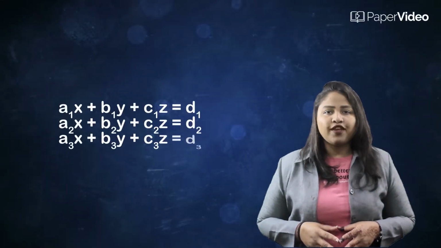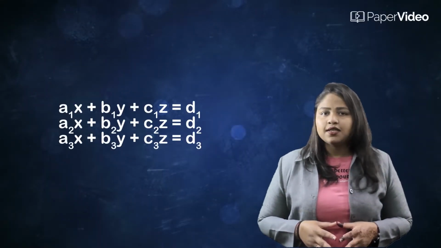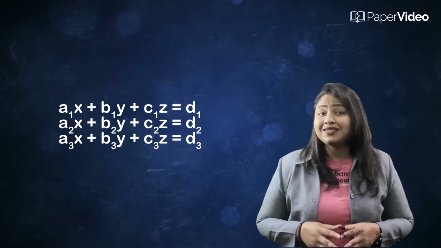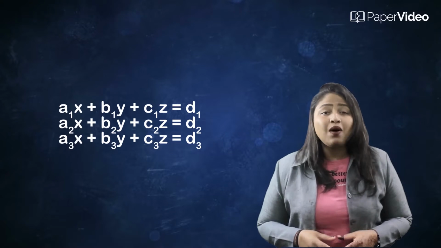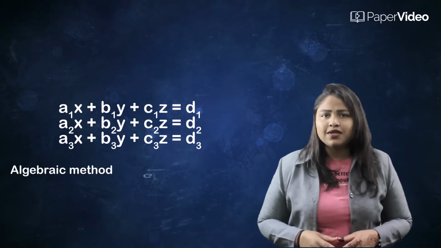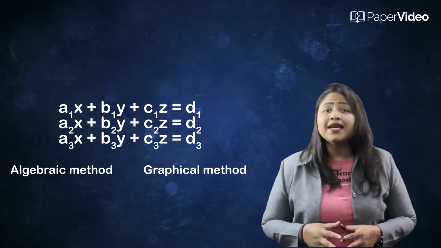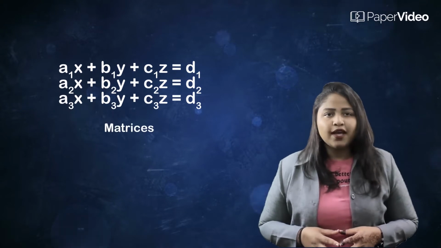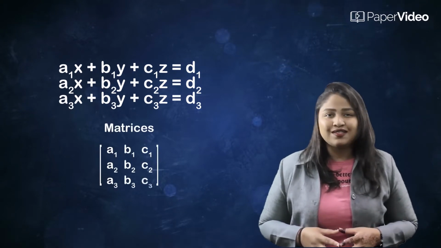Consider this system of equations. If this system of equations has a solution, then we can call this system consistent. Otherwise, it will be called inconsistent. We can easily determine whether a given system is consistent or not using algebraic or graphical methods. But do you know the same can also be determined using matrices?